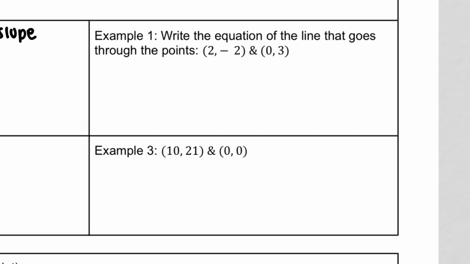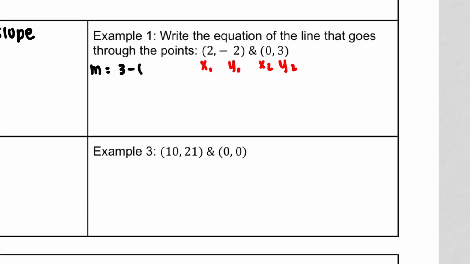So example 1, I asked to write the equation of a line that goes through the points (2, -2) and (0, 3). I told you step 1, we're going to find the slope. So I'm going to label my points as x1, y1, and x2, y2. I'm then going to plug them into the slope formula. So I take y2, which is 3, minus y1, which is -2, over x2, which is 0, minus x1, which is 2. Remember that 3 minus the negative 2 turns into a big plus sign.